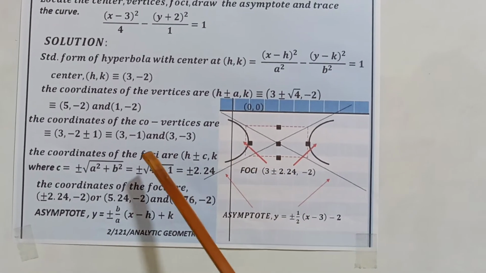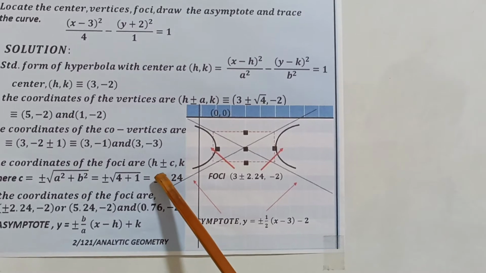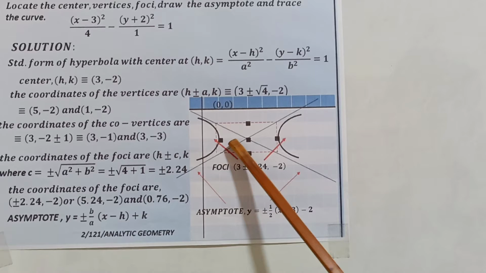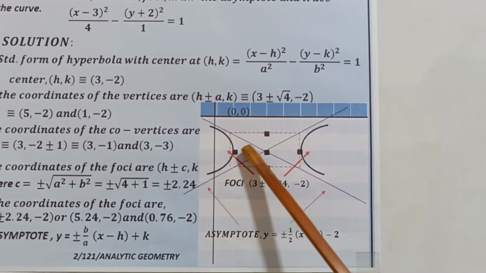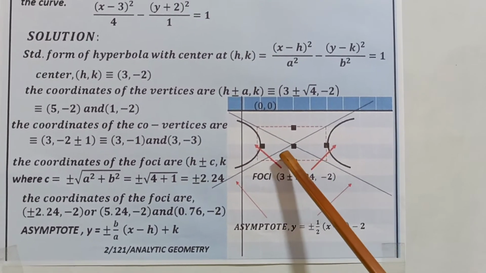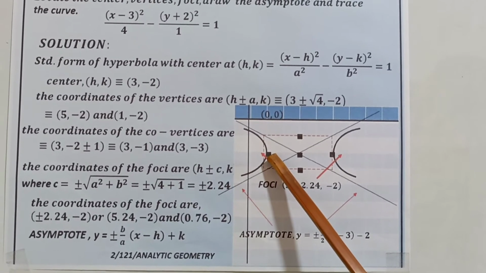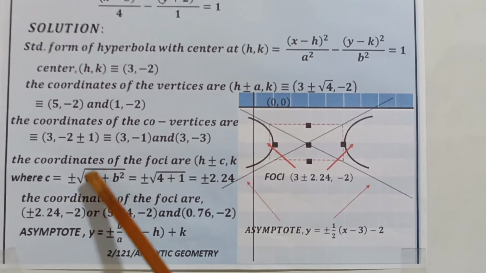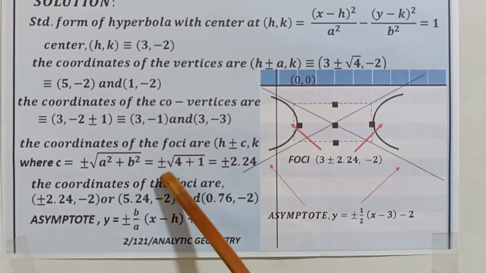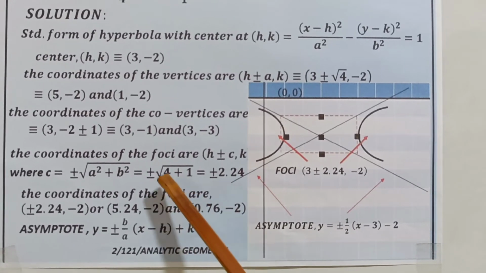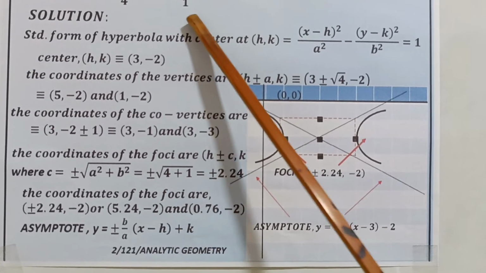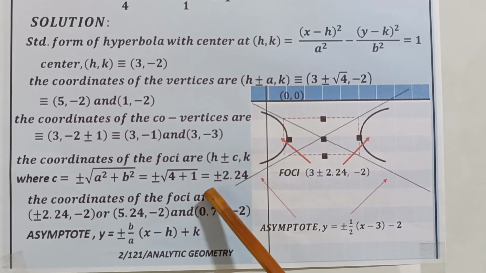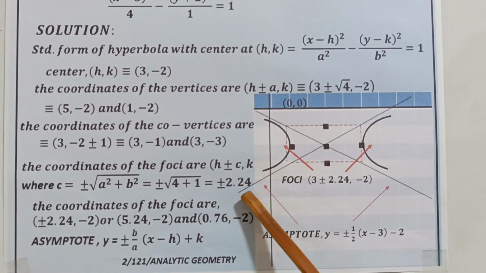Okay, we go to the coordinates of the foci with the value h plus or minus c and k. So the foci is along the transverse axis. So c here is equal to plus or minus square root of a squared plus b squared, which is equal to plus or minus, a squared is 4 and b squared is 1. So we add that, plus or minus square root of 5, which is equal to plus or minus 2.24.